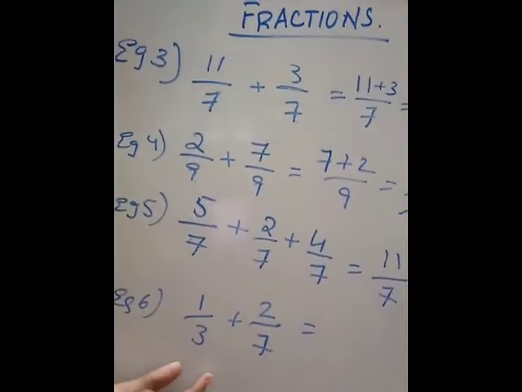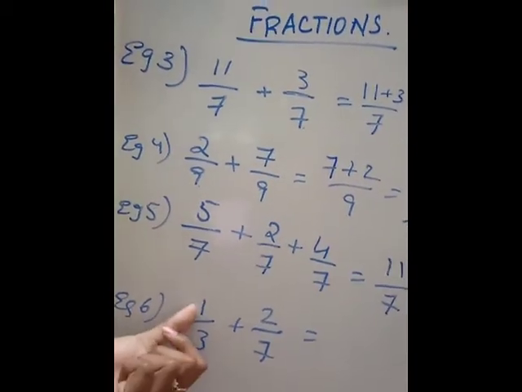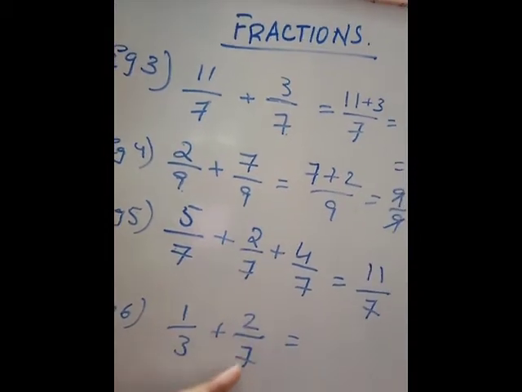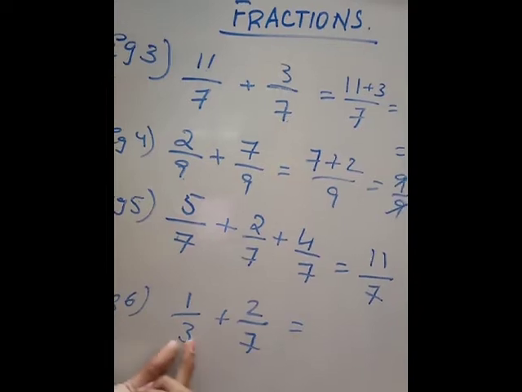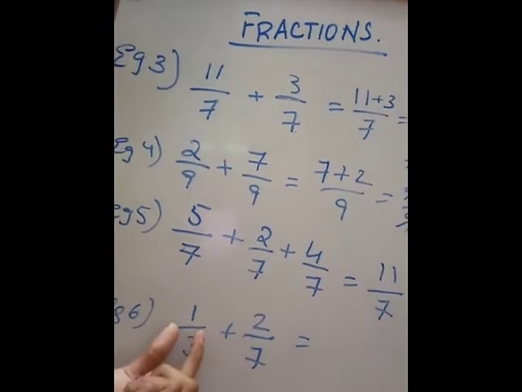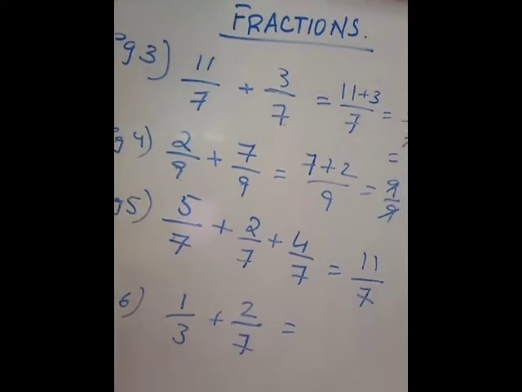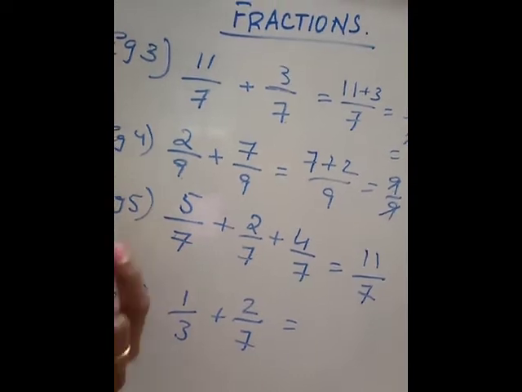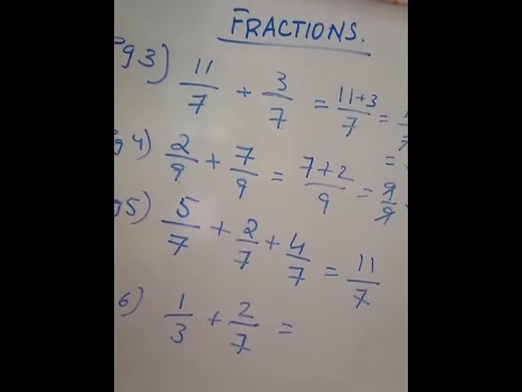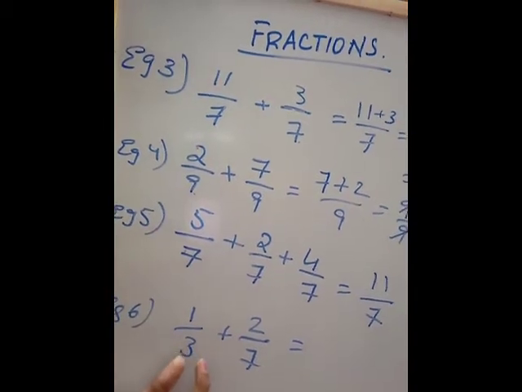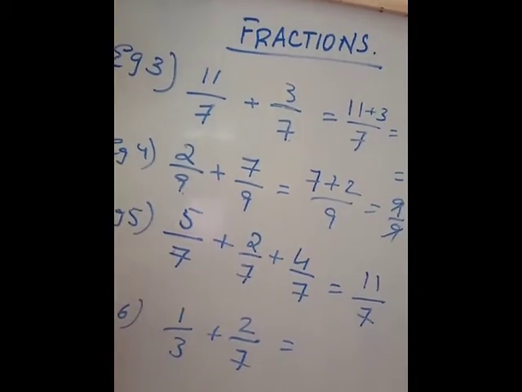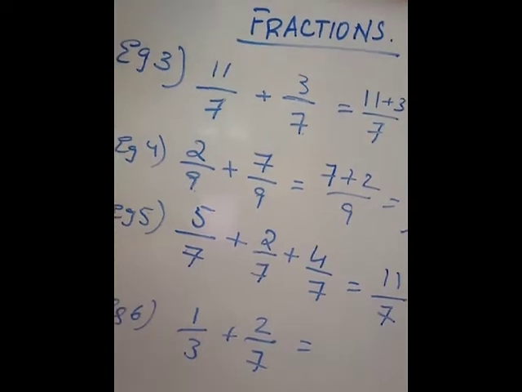And coming to the last example, here 1 by 3 plus 2 by 7. You can observe that these two denominators are different, so 1 by 3 and 2 by 7 are unlike fractions. So we can't do the process like this. We have to go with case number 2, adding unlike fractions.